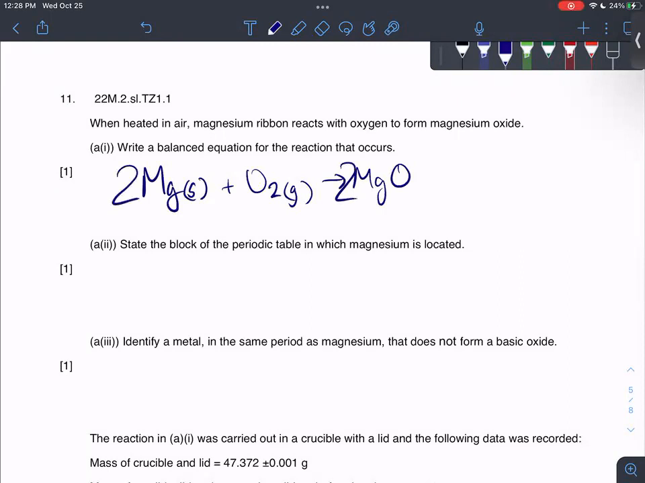Take the block of the periodic table where magnesium is located, S block. When you look at your periodic table, really bad drawing, S, D, P, F. Magnesium's right here, S block.